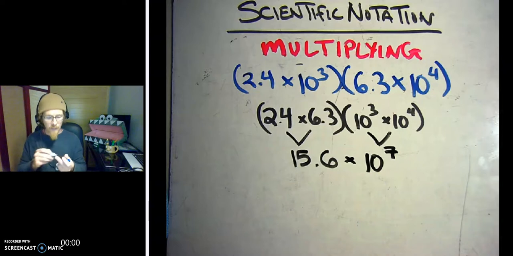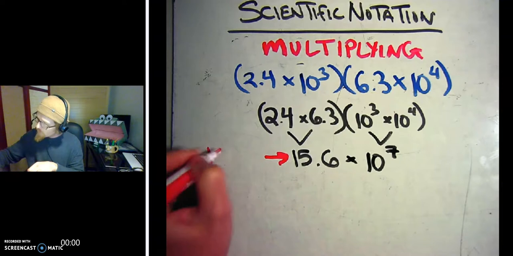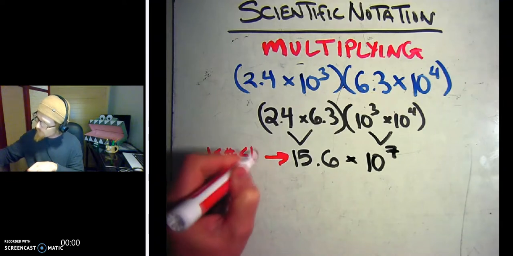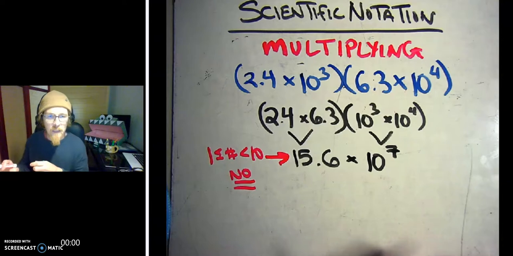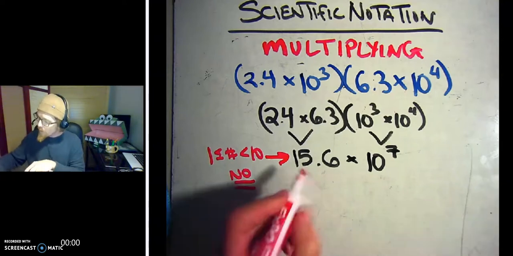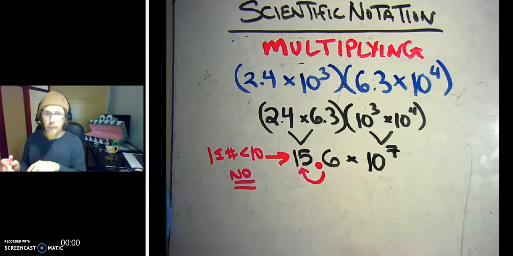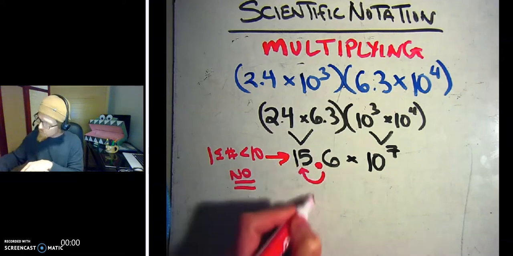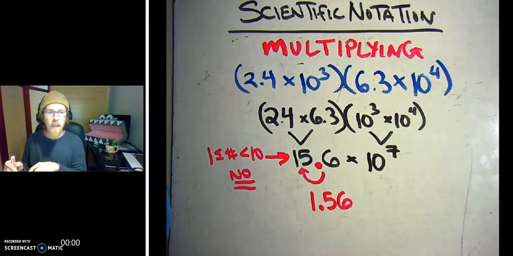And so I do my scientific notation check again, and I ask, is this number greater than or equal to 1 and less than 10? And we say that it's not. It's 15.6, which is bigger than 10. So I need to rewrite this by taking the decimal point and moving it back one space. So I'm going to take that 15.6 and write it as 1.56.